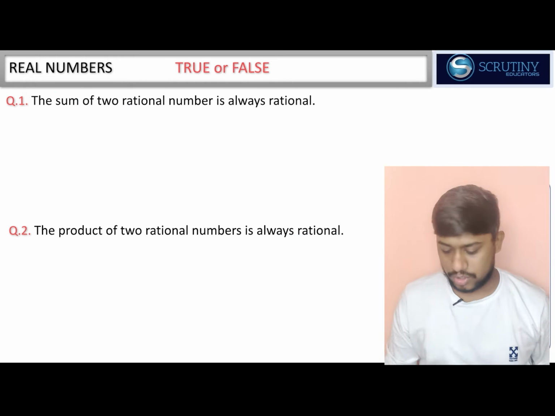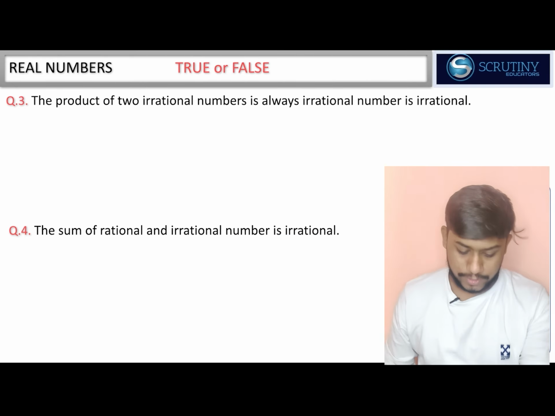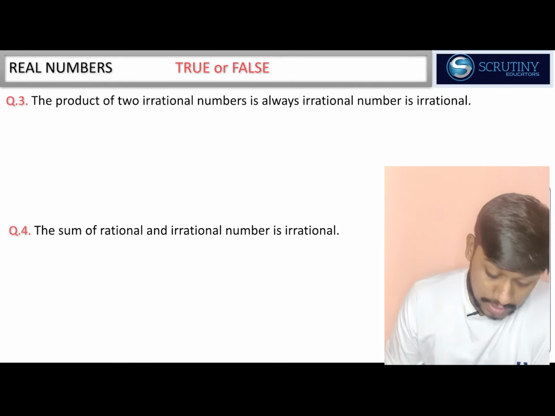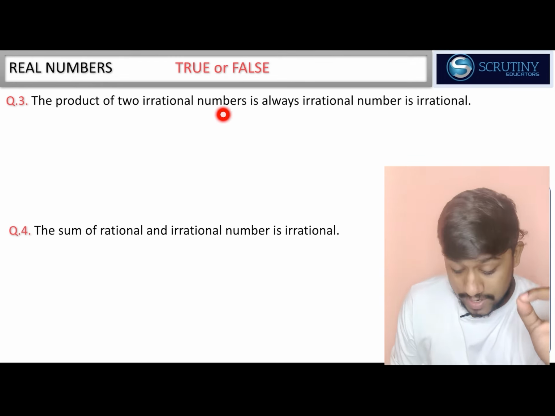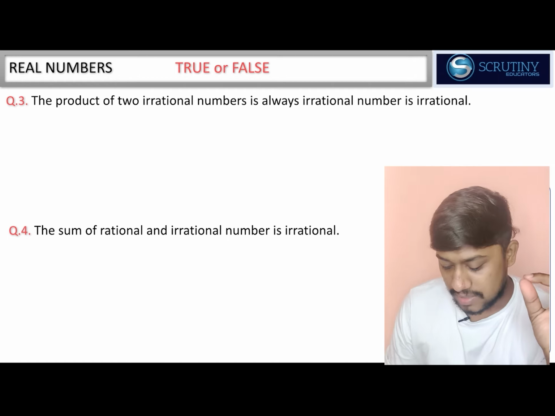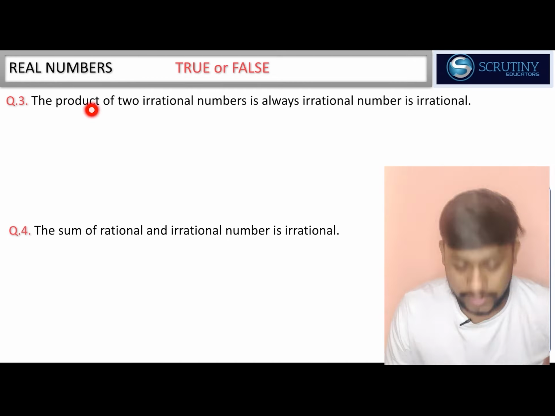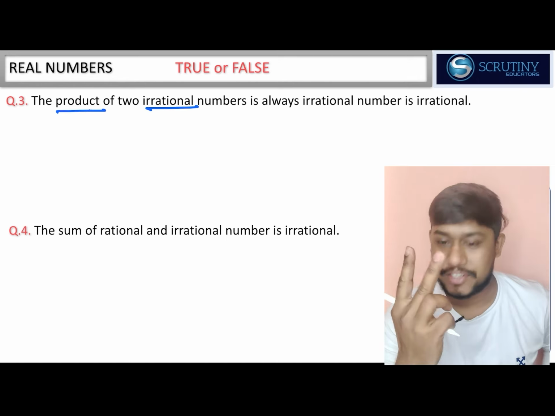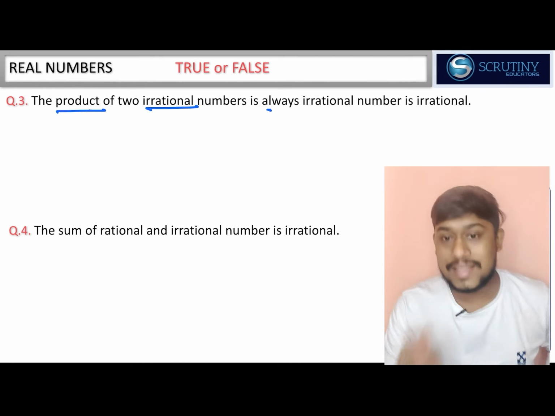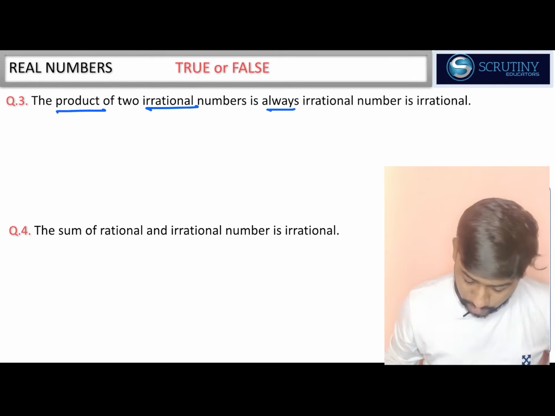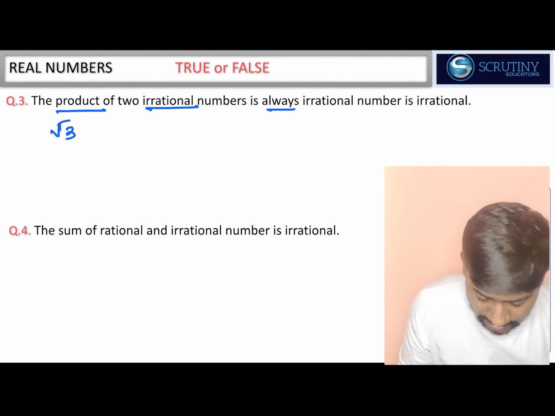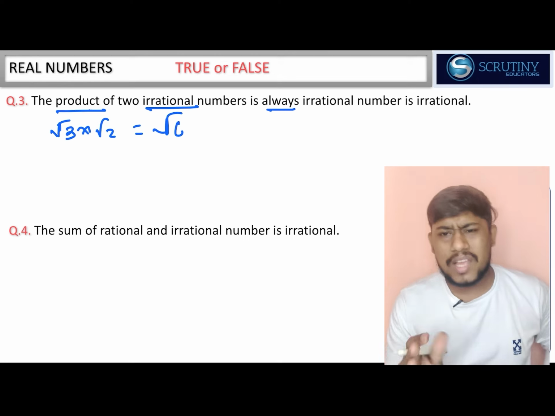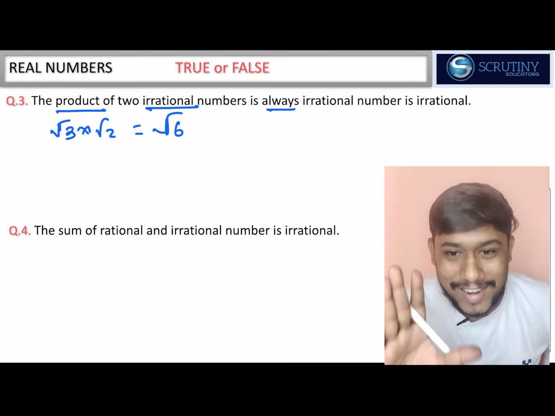Let's go for the next question. You see, the product of two irrational numbers is always an irrational number. They said product, right? Both are irrational numbers and always. Just observe carefully. If you take root 3 and root 2, root 3 into root 2 will give you root 6. So yes, you see irrational, but wait.